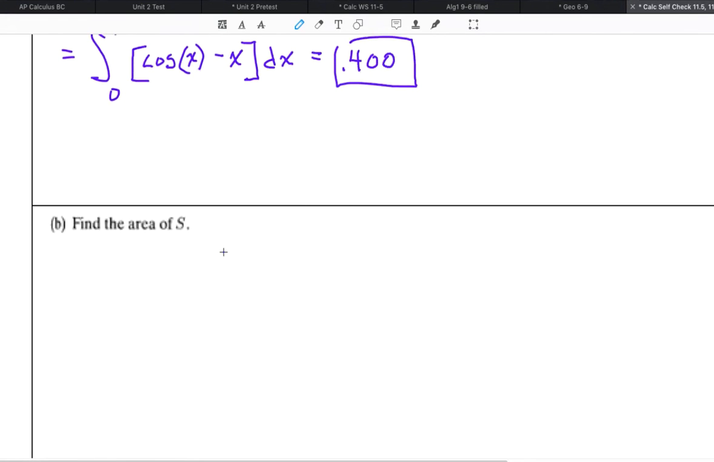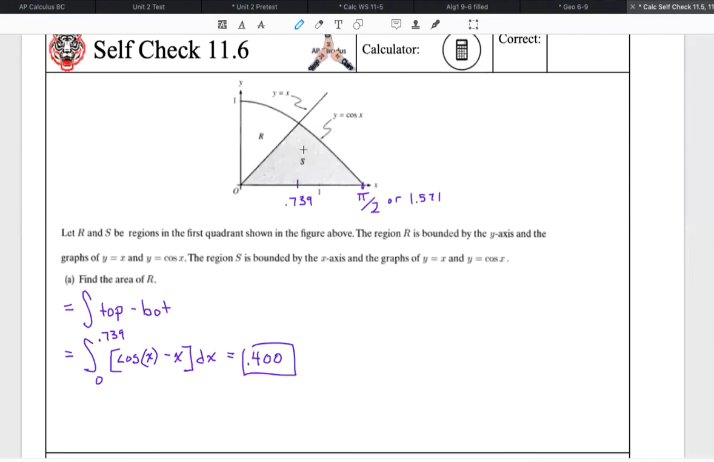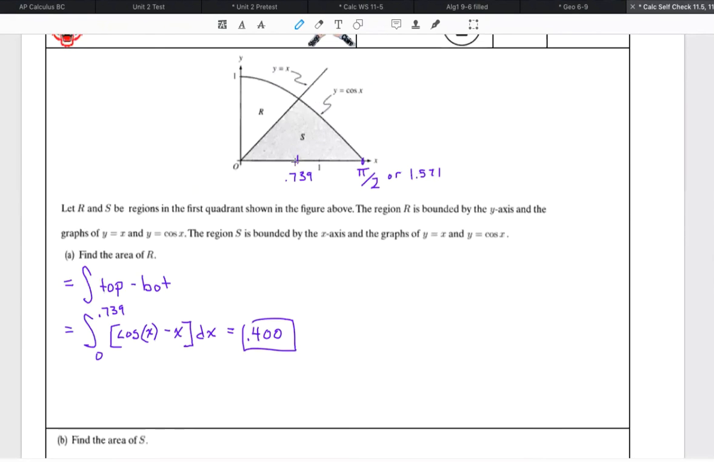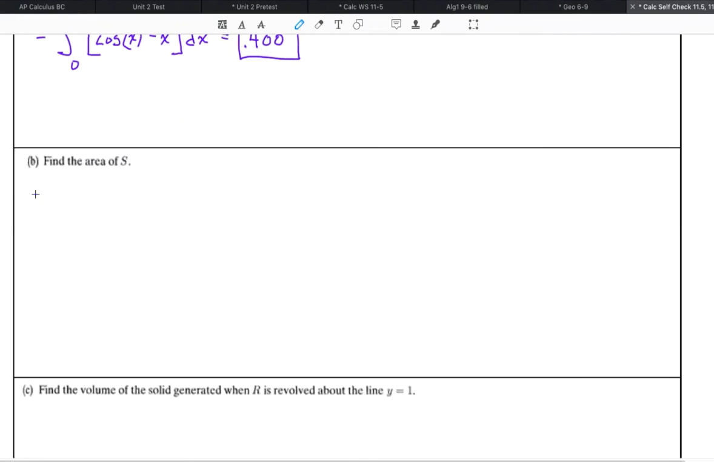Part B, find the area of S. Okay, S is going to be divided into 2 regions. It's going to be the left region plus the right region. So that's your little shortcut for your formula. It's going to be the integral of the left plus the integral of the right.